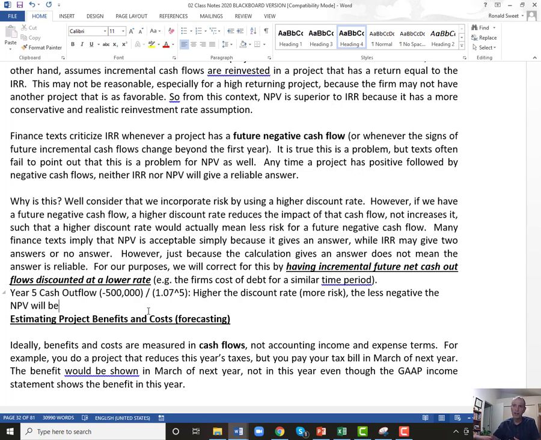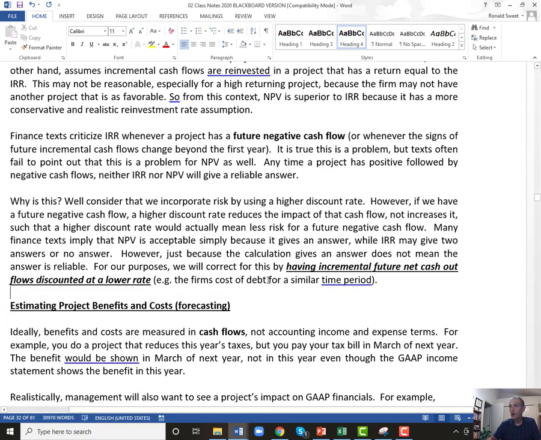If you have a future negative cash flow and you're trying to incorporate risk by using higher and lower discount rates, with negative future cash flows, higher discount rates will actually make that cash flow less negative in today's dollars. So it goes the opposite. So what I recommend, a better approach for this, instead of just discounting at the discount rate, is to use a lower discount rate for future negative cash flows.